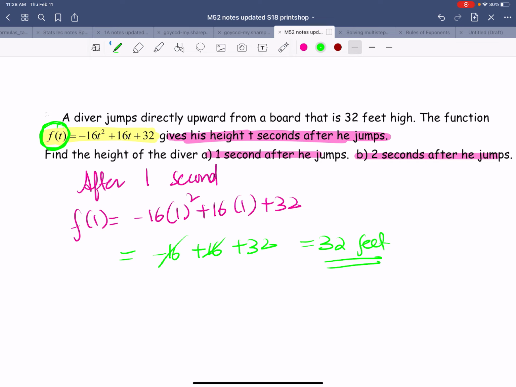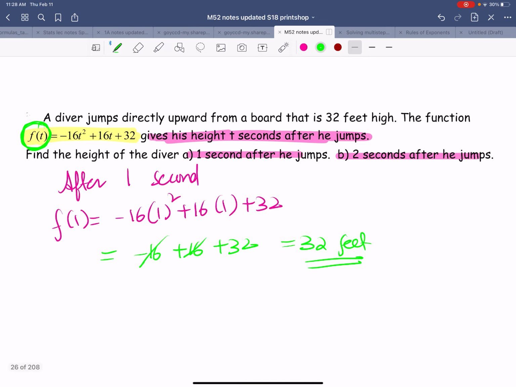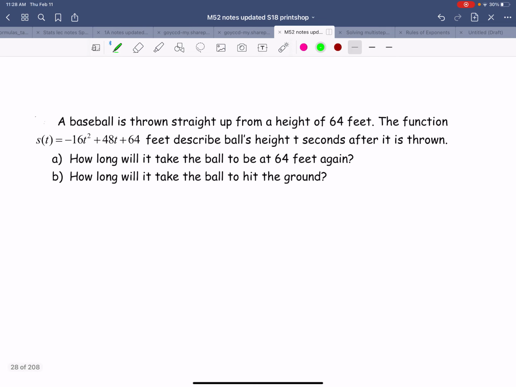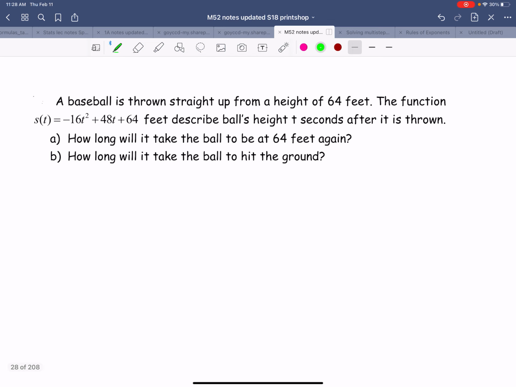And you can do part B similarly. Let's check out another example. A baseball is thrown straight up from a height of 64 feet. The function given to us describes the ball's height t seconds after it is thrown. So this function gives the height S. The height is labeled as S, and time is labeled as T. How long will it take the ball to be at 64 feet again?